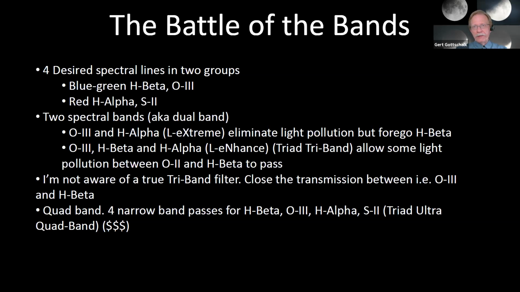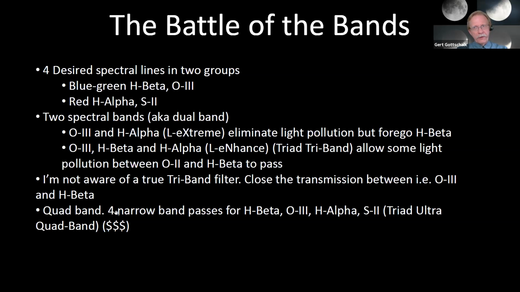You eliminate a lot of light pollution, but you forego hydrogen beta, which is next to O3. So that filter already shuts down for hydrogen beta. You could combine oxygen 3 and hydrogen beta in one band, and then have hydrogen alpha, like this L-enhanced filter or the Triad tri-band filter that are on the market today. I'm not aware of a true tri-band filter to close the gap between O3 and hydrogen beta, but maybe one comes out. And then there are what's called quad band.